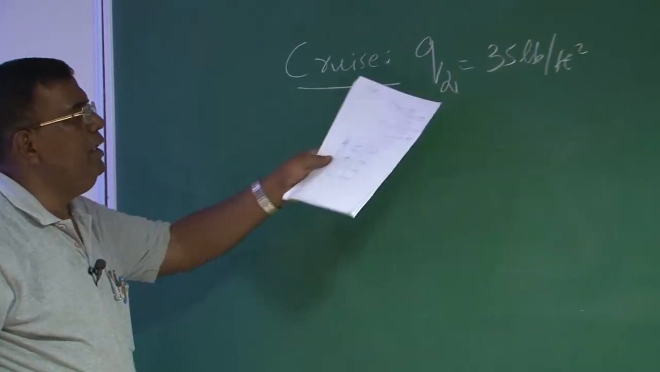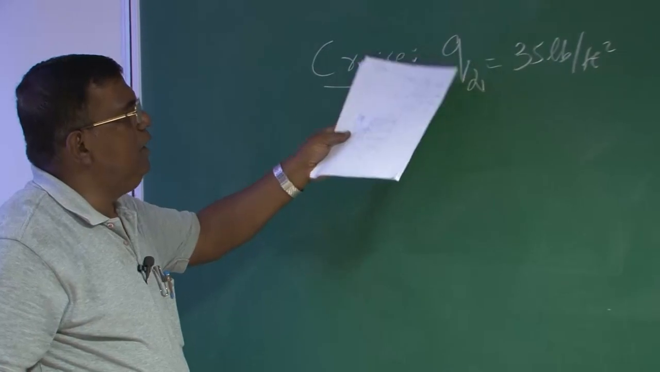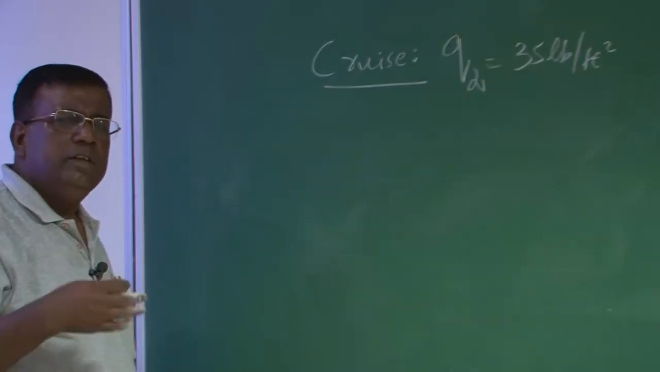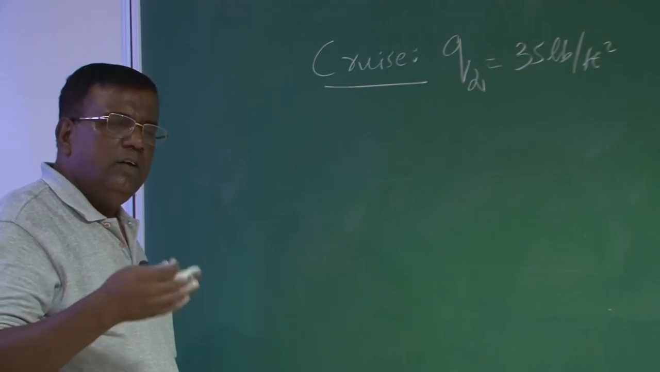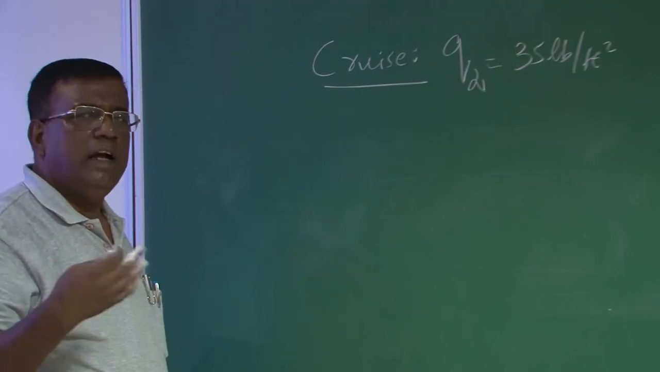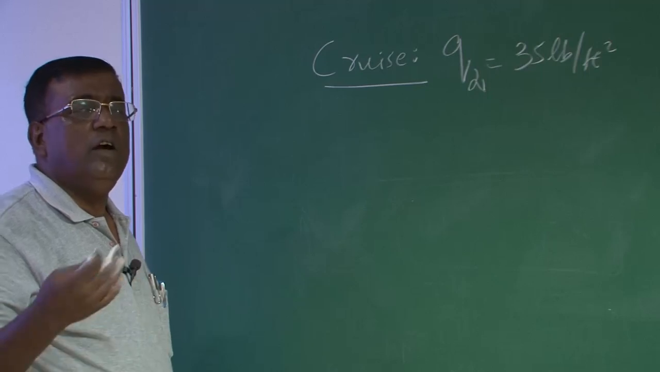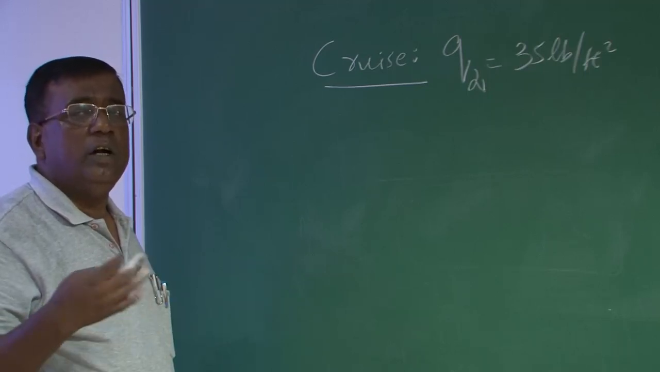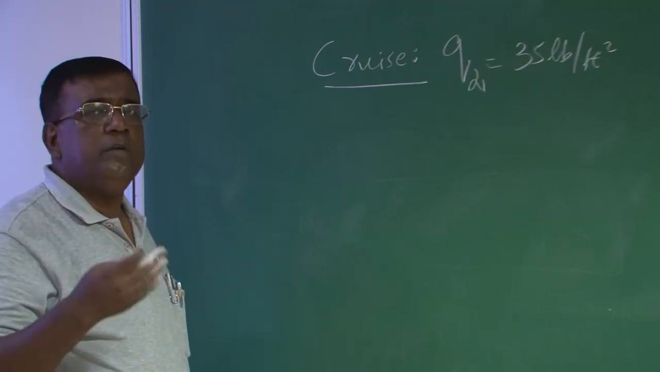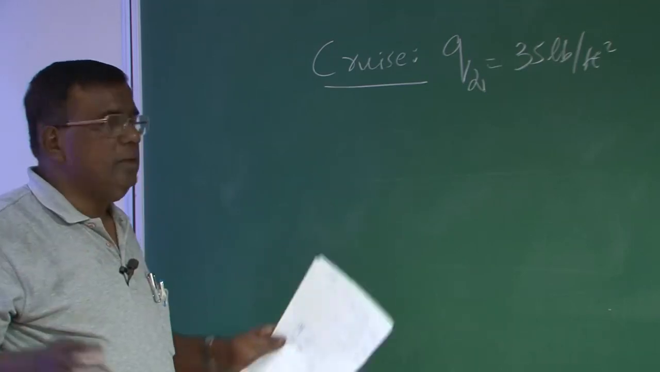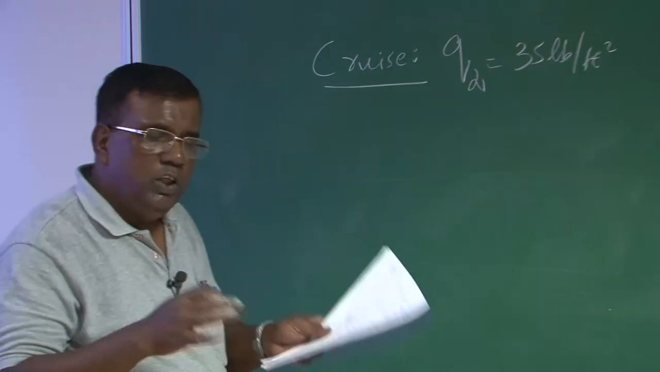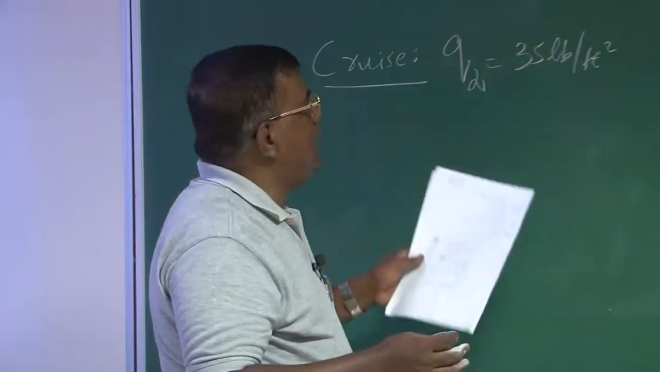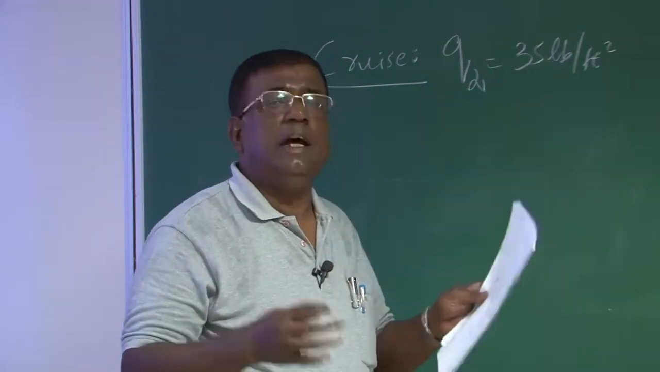A designer will generate values for cruise at different dynamic pressures. Then he will check at what altitude and at what speed I should fly so that drag is minimum. Sometimes that is not desirable because it may take longer time. So what is the prescribed speed? All those things go into the design. Instead of talking altitude and speed separately, it's better to talk many times in terms of dynamic pressure.